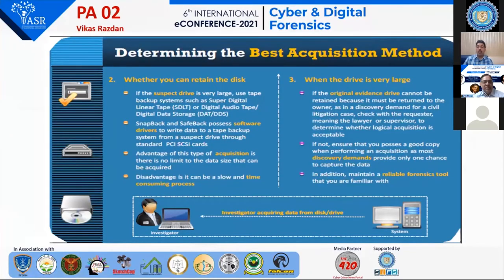Determining the best acquisition method. While going for the data acquisition process, whether it's duplication or making images of any hard disk, system, or server, we have to see which is the best method. We have to see the size of the disk and which tool we can use. What is the size of the hard disk? If the suspect's drive is very large, we have to use tape backup systems: super digital linear tapes, digital audio tapes, digital data storage. We usually call these DLT or DAT or DDS. These things have to be taken into consideration when going for the data acquisition.